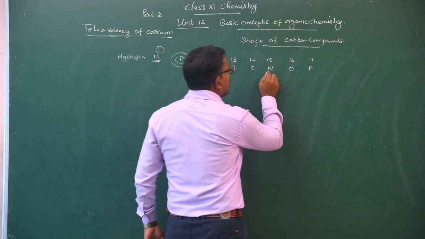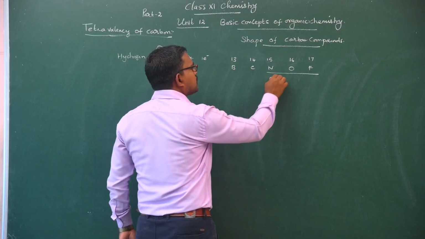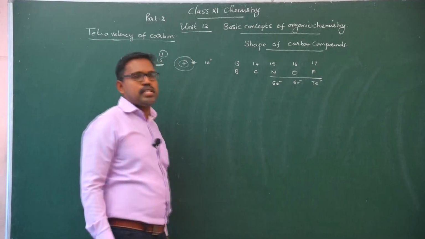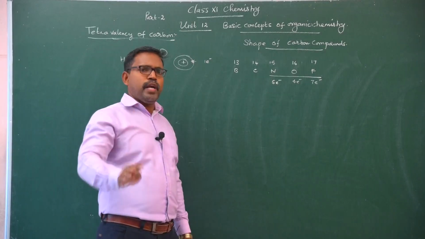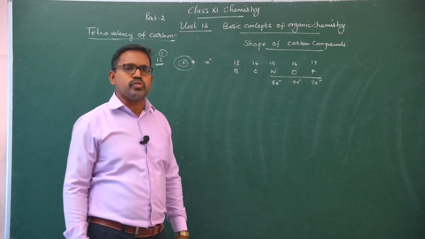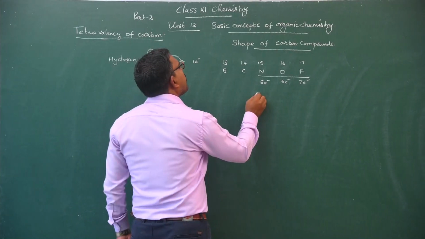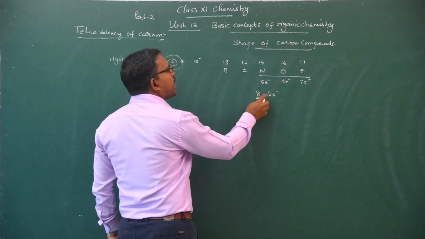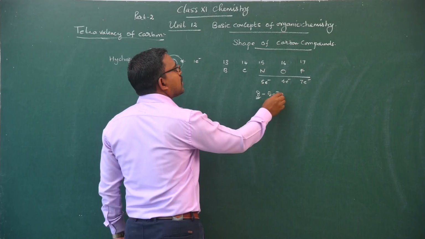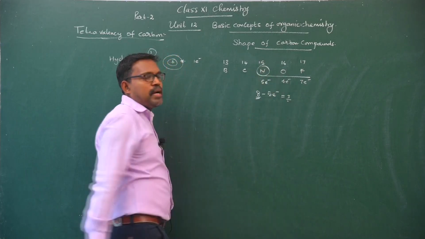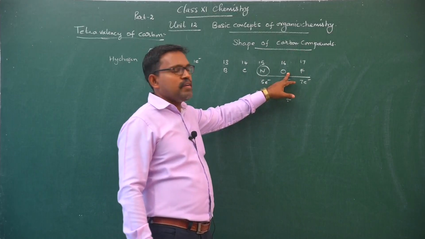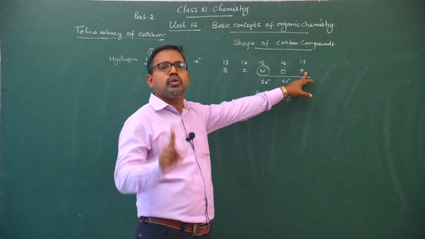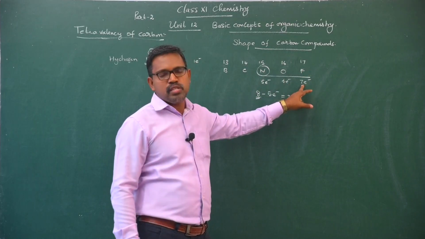After the carbon family come the nitrogen family, oxygen family and halogen family. Here 5 electrons are present in the valence shell, here 6 electrons, here 7 electrons. How to find the valency of these group elements? Valency is simply 8 minus the electrons in the valence shell, 8 minus 5, which is equal to 3. For the nitrogen family valency is 3, for the oxygen family valency is 2 because 8 minus 6, and for the halogen family valency is 1 because 8 minus 7.